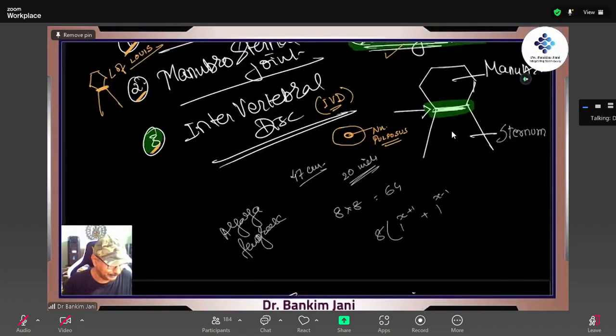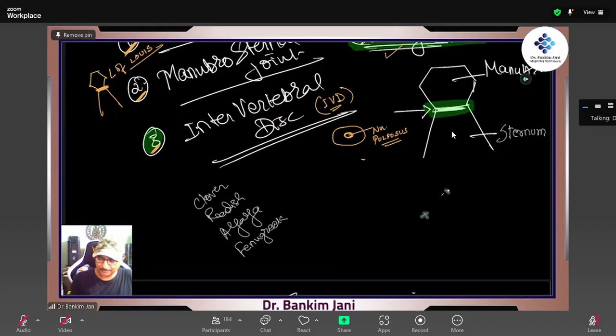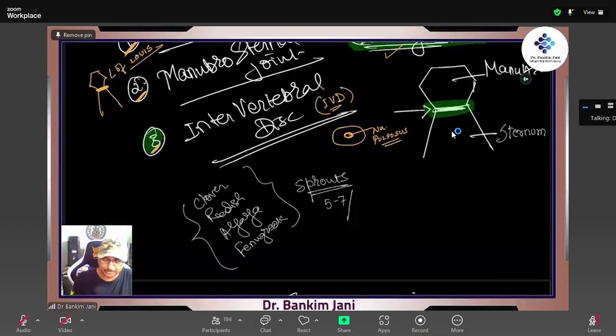So let it remain. Clover, radish, alfalfa, and fenugreek. These are some very good seeds which can be used for sprouts. And it costs 5 to 7 rupees a day. And it is a very good quality of protein. Right? You can have sprouts.